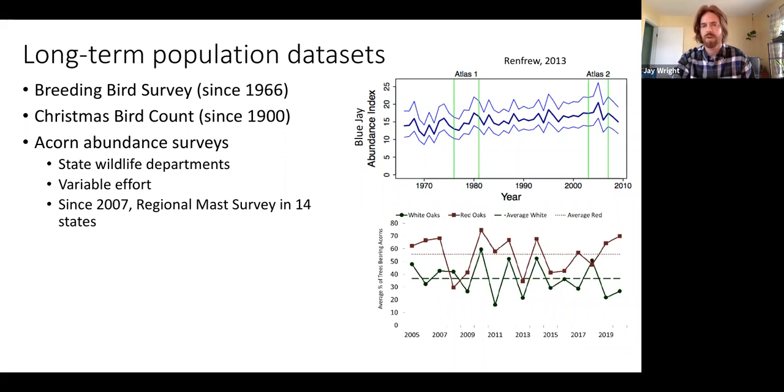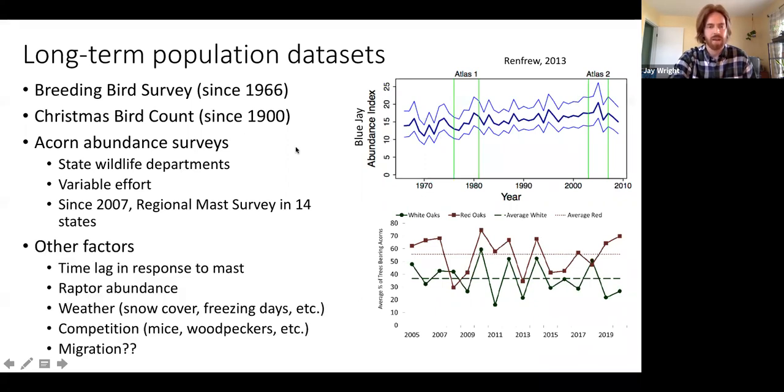And so really the point is to see if there's any relationship, any correlations, between how the acorn abundance fluctuates over time and how the blue jay populations fluctuate. It's important to remember again that there could be a time lag in response to the mast abundance. So I might have to look at 1 or 2 or 3 years prior to a year to see if there are correlations with mast abundance.